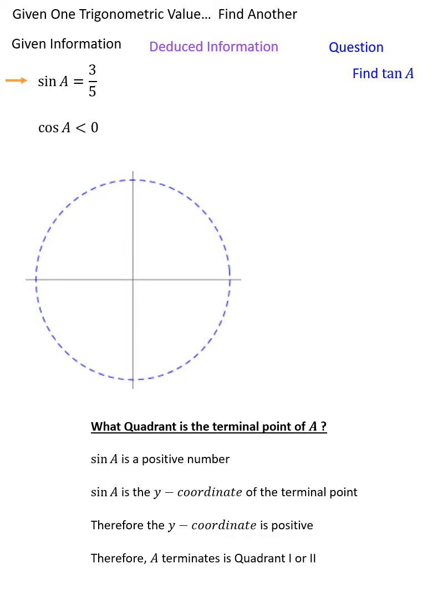Don't we agree that quadrants 1 and 2 are the places that have positive y coordinates. That's not new information. I'm going to move on. If you need to hit pause and analyze that chain of logic, please do. You don't want to get lost as I continue. So hopefully you've convinced yourself that A must terminate in quadrant 1 or 2 just based on the fact that the sine that was given, 3/5, is a positive 3/5.